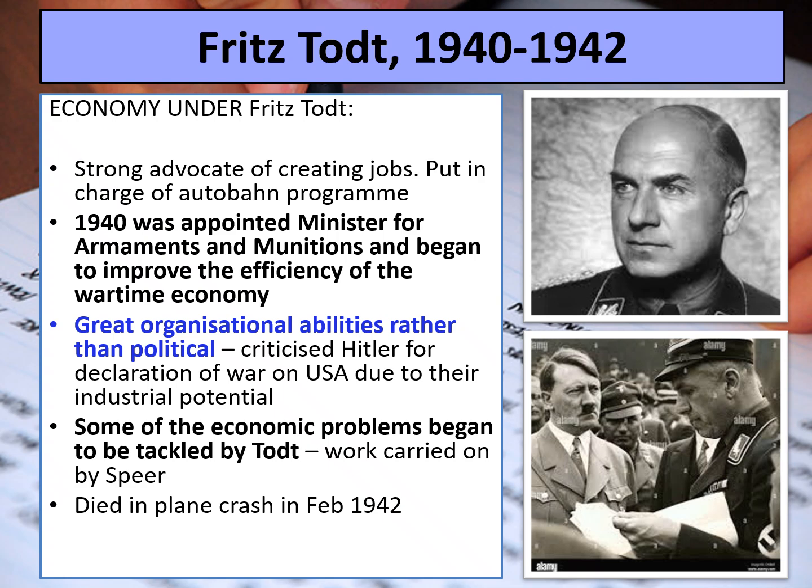Now, Fritz Todt was a really good organiser, and he is somebody that had a key role in the building of the autobahns in the 1930s. Because he was so successful with that, he was then appointed as Minister for Armaments in 1940, and he tried straight away to improve the efficiency of the wartime economy.